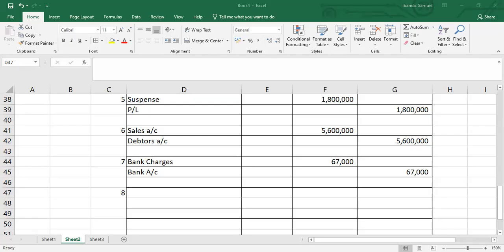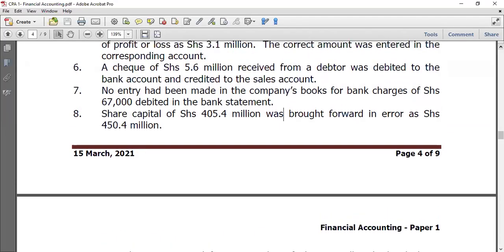Somebody says, Coach, for error number 6, why are you not having any transaction in the bank account yet there is a check payment being made? Let me go back to the transaction, Josephine, so that we can agree together. They're telling us that a check of 5.6 received from a debtor was debited in the bank account. Now, when we are correcting errors, we only correct the errors that were made. We don't touch what was done right.